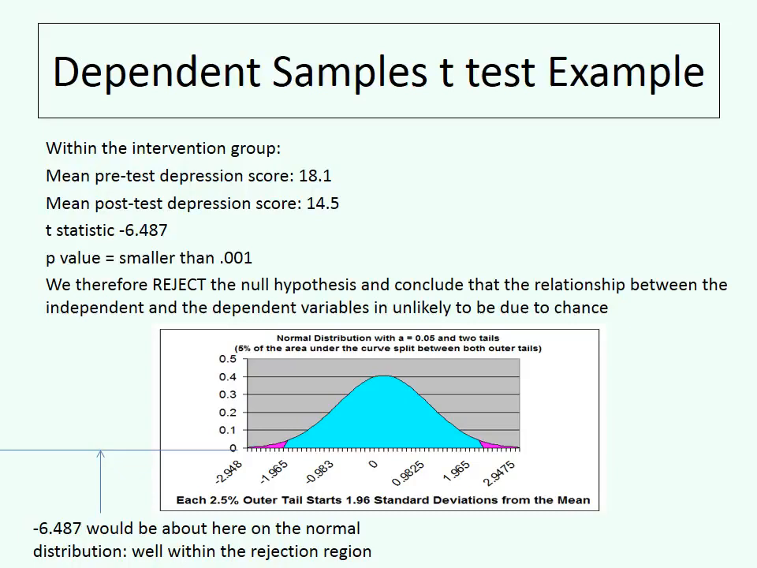If this t-test statistic were plotted on the normal distribution, it would be well within the rejection region, and the p-value is less than 0.05, which is the alpha level. So we would consider this to be a statistically significant finding, which means that the mean depression score at post-test for the intervention group was significantly lower than the mean pretest depression score.